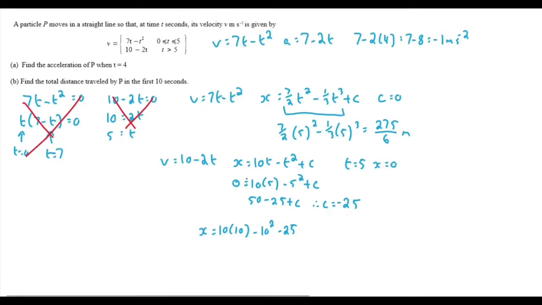So here, if you plug in your 10, this is going to give you an overall displacement of minus 25. But of course, we're looking for distance, not displacement. So we're basically just going to ignore the minus and say you've travelled 25 meters. It just happened to be in the opposite direction. Therefore, the total distance is going to be the combination of these two answers. So the 275 over 6 plus 25, and that gets you an overall distance of 425 over 6 meters.